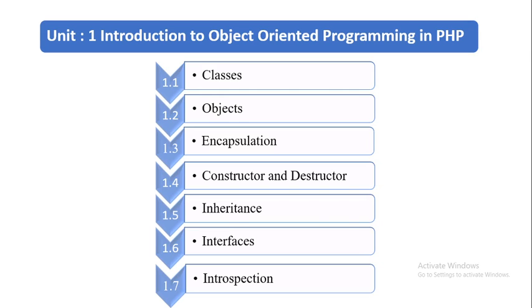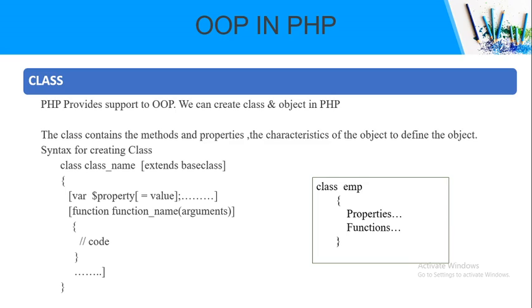First one is the class. How can you create a class? The class contains the methods and the properties, the characteristics that define the object. Syntax for creating a class: here you use the class keyword for creating a class, it is a must. Then you use the class name. Then here you can use extends and the base class. This is the optional part.